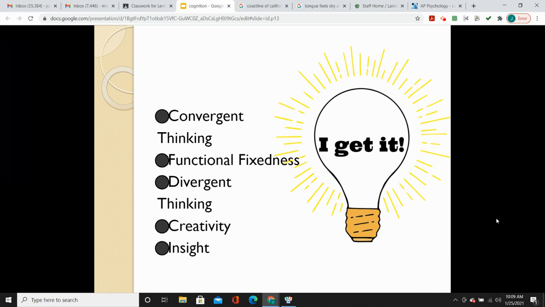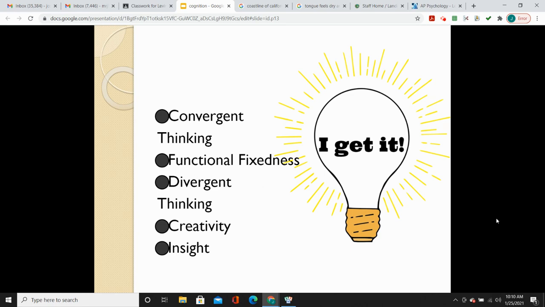And yet, sometimes we don't do that. Sometimes we overcome functional fixedness. And when we do that, we are actually operating under divergent thinking. And divergent thinking is when we let our mind explore many different possibilities. So instead of them converging on one idea together, they are diverging into many different solutions.